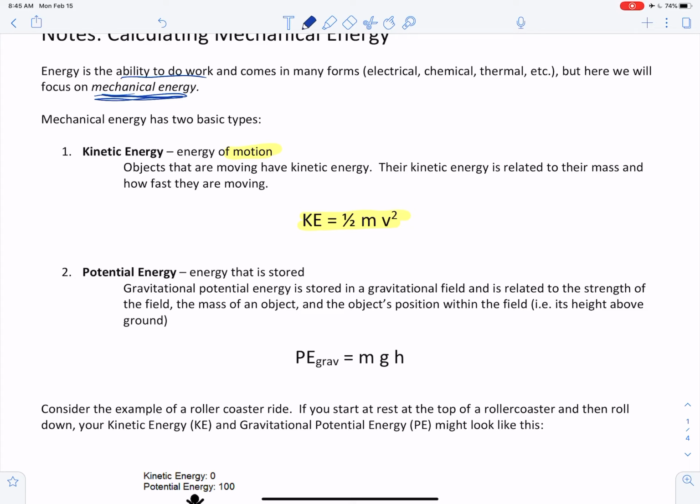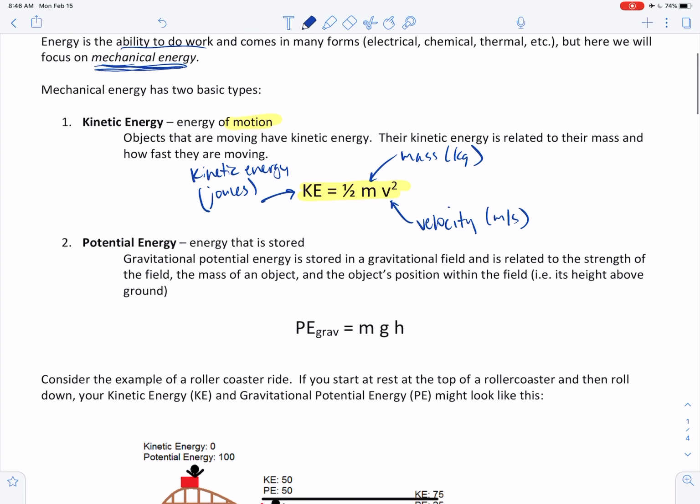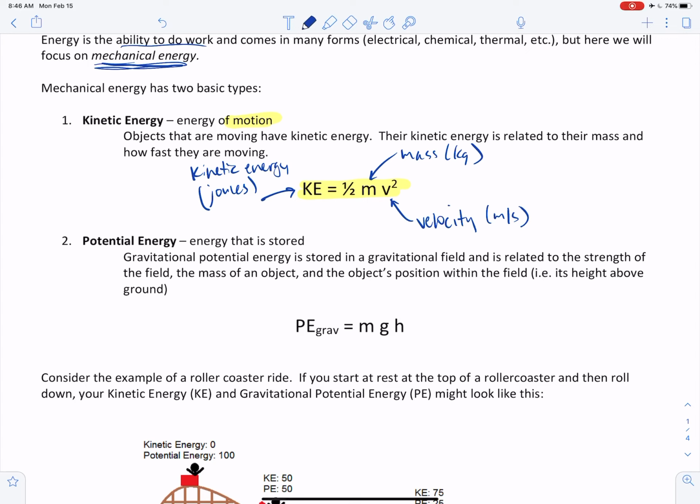M is for mass. That's going to be in kilograms, and v is for velocity, which will be in meters per second. And that will end up giving you a kinetic energy in a unit called joules. I'll come back to that in a moment. Kinetic energy measured in joules. So kinetic energy is the energy of motion. It's dependent on its mass and the speed or velocity of an object. That will give you its kinetic energy.